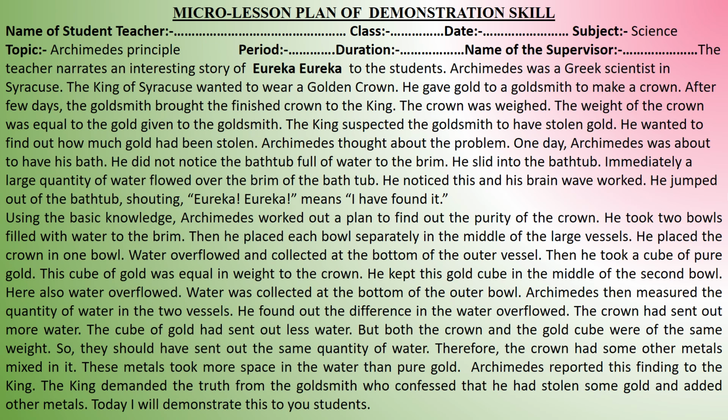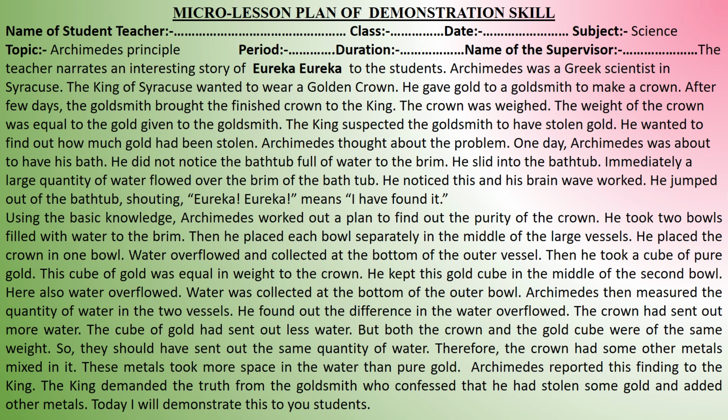Using this basic knowledge, Archimedes worked out a plan to find out the purity of the crown. He took 2 bowls filled with water to the brim. Then he placed each bowl separately in the middle of a large vessel. He placed the crown in one bowl. Water overflowed and collected at the bottom of the outer vessel. Then he took a cube of pure gold. This cube of gold was equal in weight to the crown. He kept this gold cube in the middle of the second bowl. Here also water overflowed.